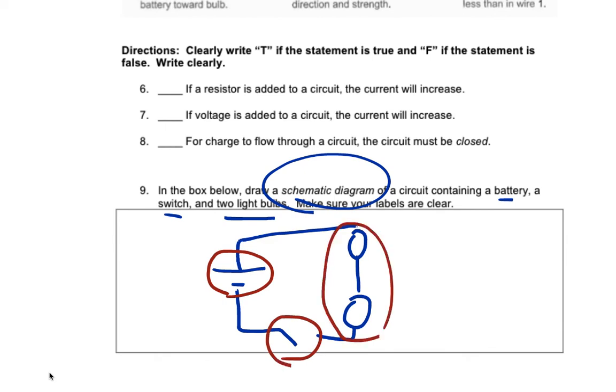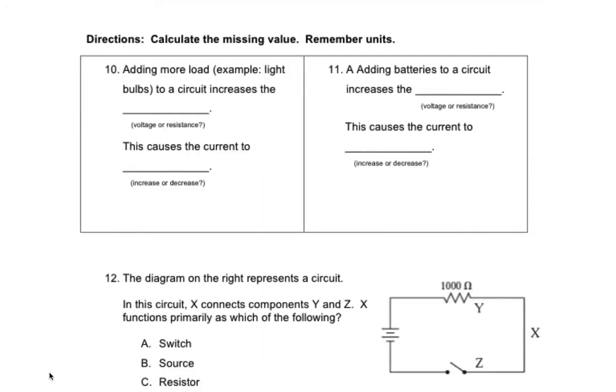Okay, so you needed to label these. You could either label them as battery, switch, and bulbs. I also accepted when people wrote the source, the controller, and the load. Either way is fine. Okay, page 2 of our quiz.